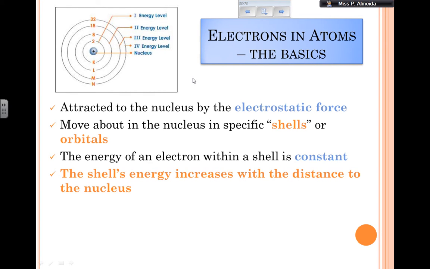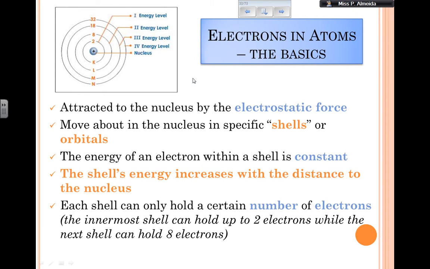The shell's energy increases with the distance from the nucleus. The further away you are from the nucleus, which has a positive charge, the more energy you need to be that far away. And then each shell can only hold a certain number of electrons. You cannot have more than a certain number of electrons in each energy level, okay? The first one can have up to 2 electrons, and then the other ones can hold 8 electrons.